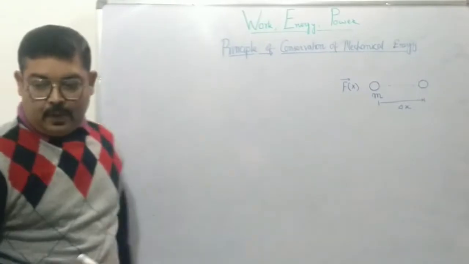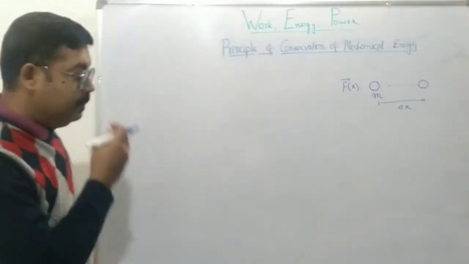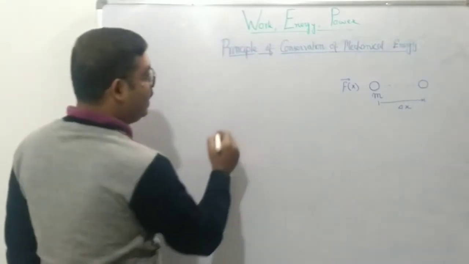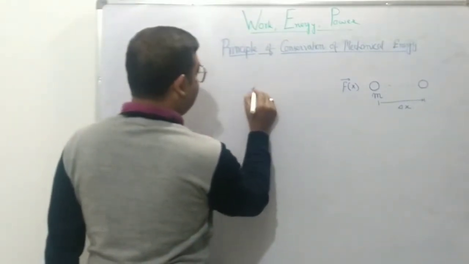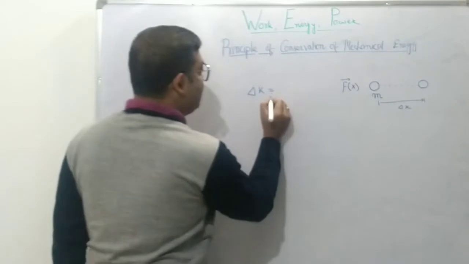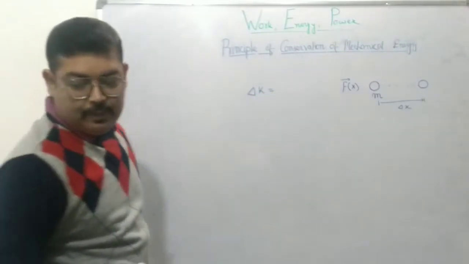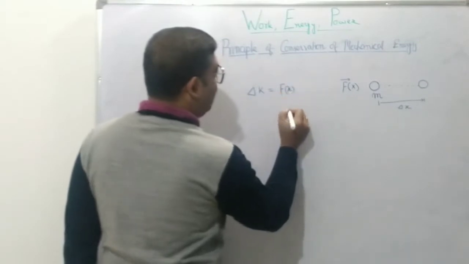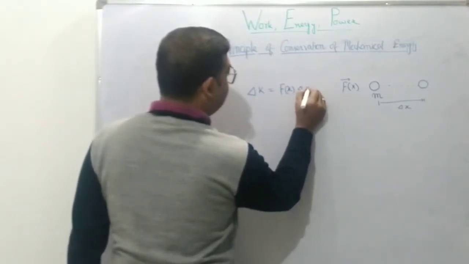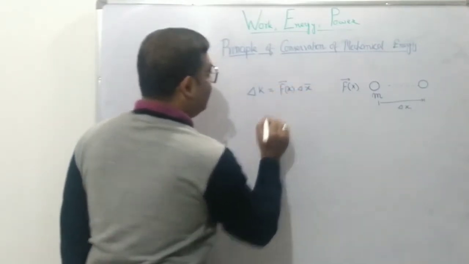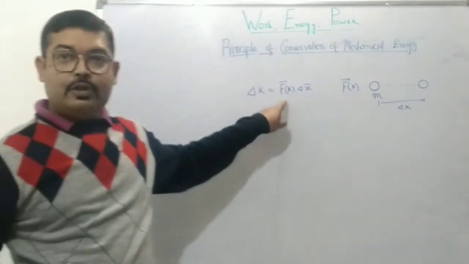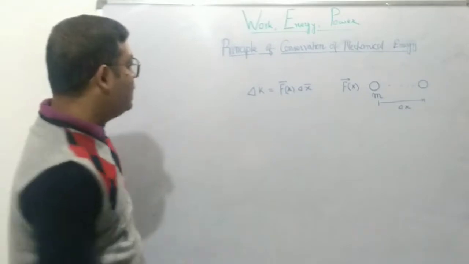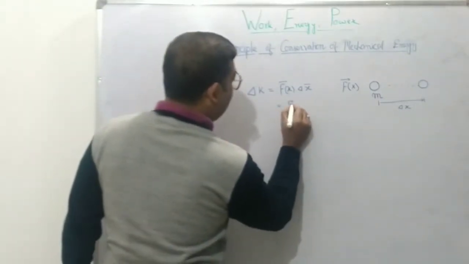Then from the definition we know that change in kinetic energy, which is equal to the work done by the force, will be given by F of x dot delta x, right? However, since the force is along the x-axis and the displacement is also along the x-axis, we can say this is equal to F x delta x.